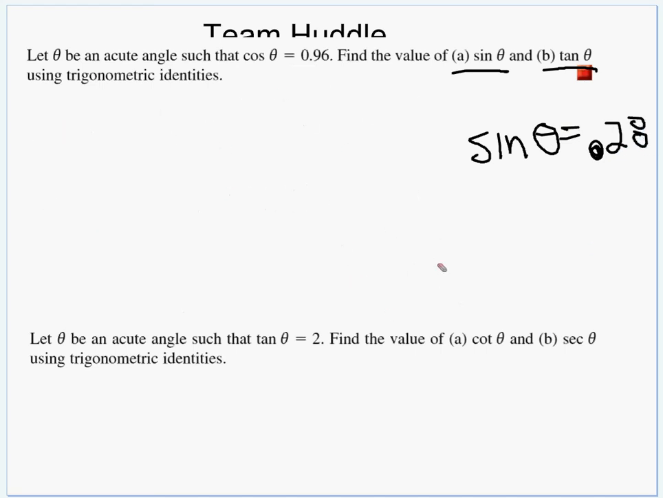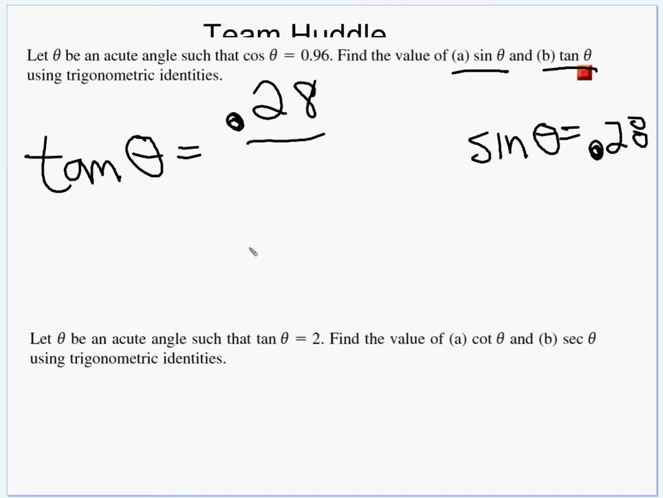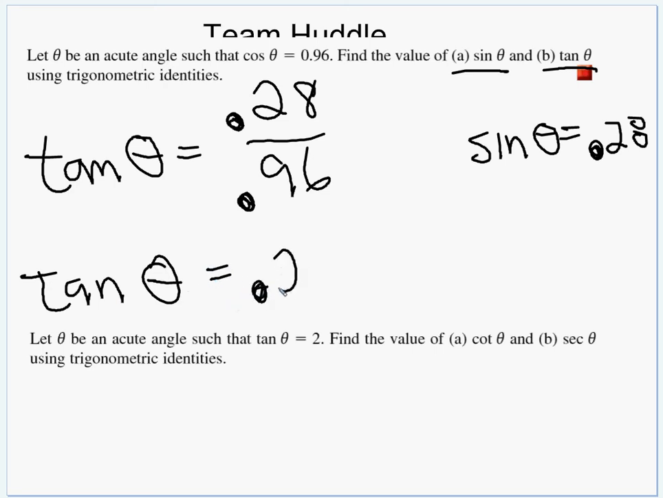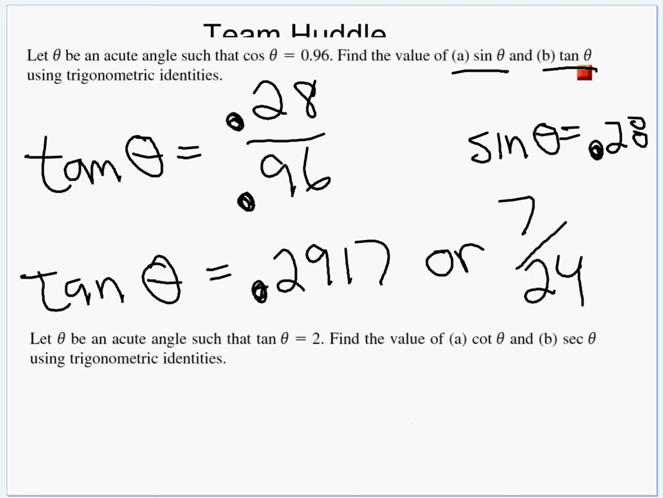All right, we've got sine and we've got cos. So the tan of angle theta is equal to sine, 0.28, divided by cos, 0.96. And if we divide those, we get the tan of theta is equal to 0.2917. Now that is a little rounded. If we just kept it in the form of a fraction, it would be 7/24. Either answer is fine.